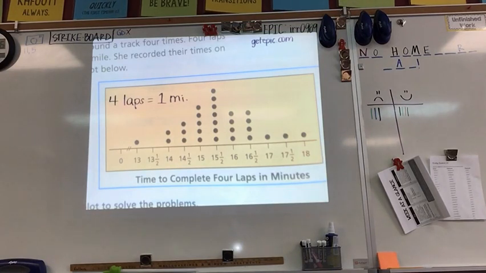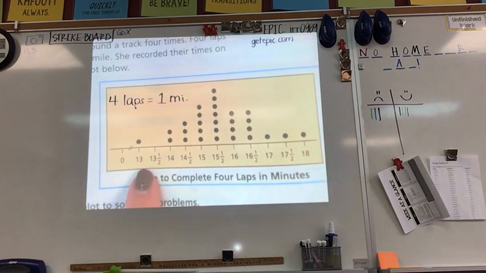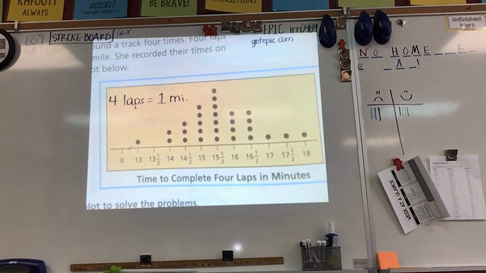The first one is, what is the difference between the greatest and the least amount of time that it took students to walk 4 laps? So the longest it took anybody is 18 minutes. The fastest anyone completed it was 13 minutes. What's the difference between those 2 amounts of time? 5.